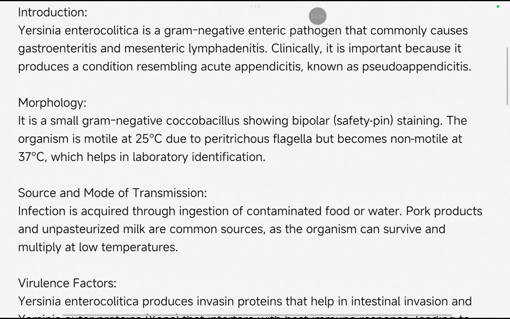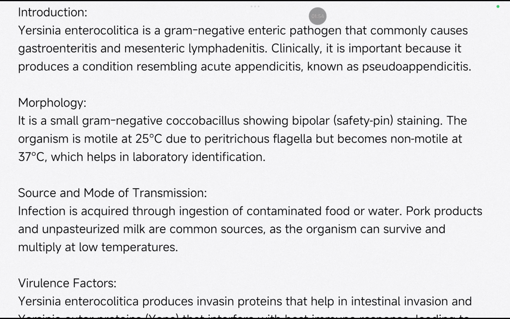What is the morphology? It is a small gram-negative cocobacillus showing bipolar safety pin staining. Bipolar simply means when the stain is done, since it is a cocobacillus, both pear shaped and rod shaped, after staining a shape of a safety pin comes.